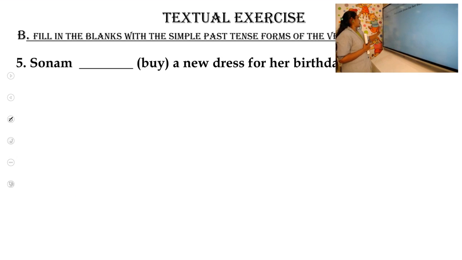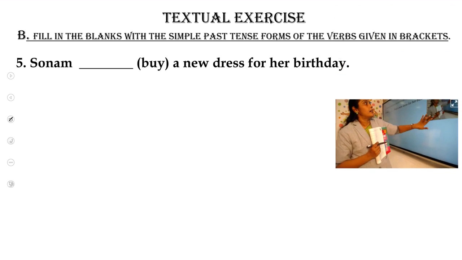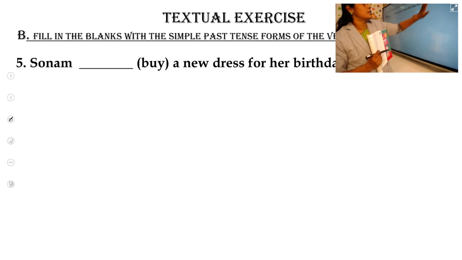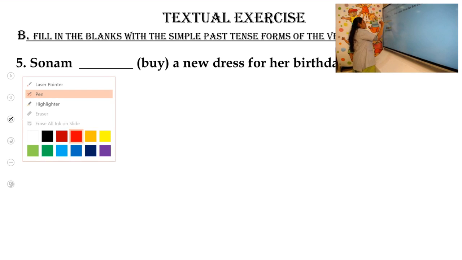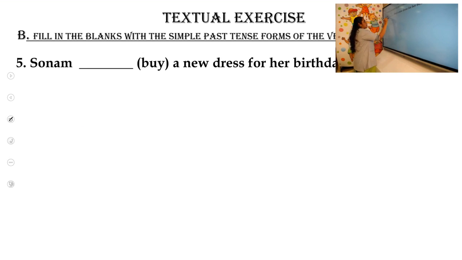Okay. Next, fifth one. Sonam buy a new dress for her birthday. So this is the present tense verb. We have to change it into past tense. What is the past tense? One minute, children. The past tense of buy is bought. Past tense of buy, bought.